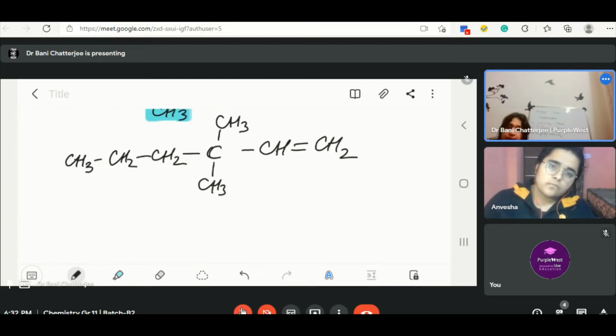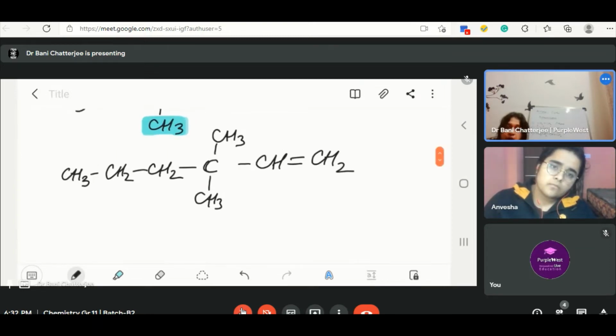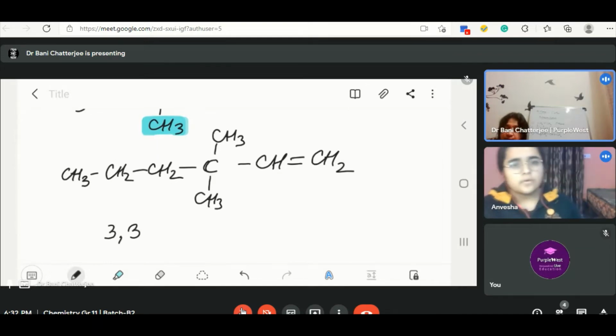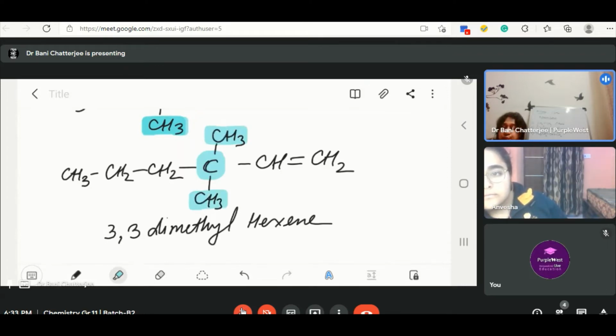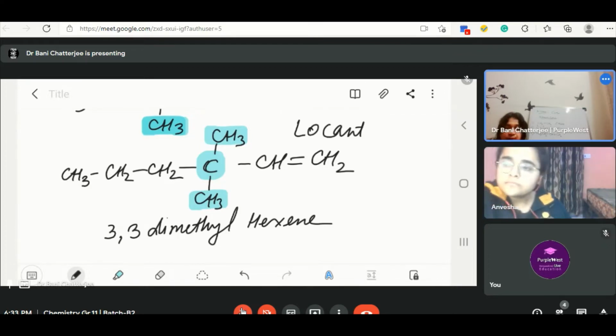Now if I remove this hydrogen and attach one more CH3 group to this, then what will be the name? Remember, when there are 2 methyl groups, I am helping you out, you will write 3, 3. Dimethyl. So 6 are there, so hexene. The place to which the CH3 is attached is known as locant site. What is that known as? Locant site.